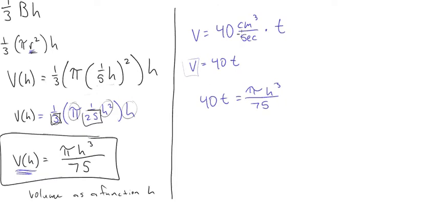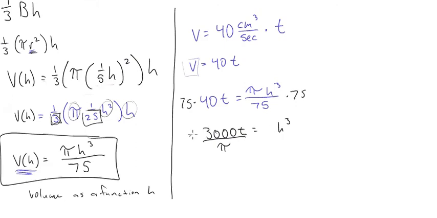So we've got our equation set up, and now we're solving for height. We want h of t, and so we've got to work our way through, and hopefully you can see where we're going at this point. We want to get h all by itself, so to do that, first we're going to multiply both sides by 75, which gives us 3000t is equal to pi h cubed. Divide both sides by, sorry, by pi, and we have 3000t over pi is equal to h cubed.